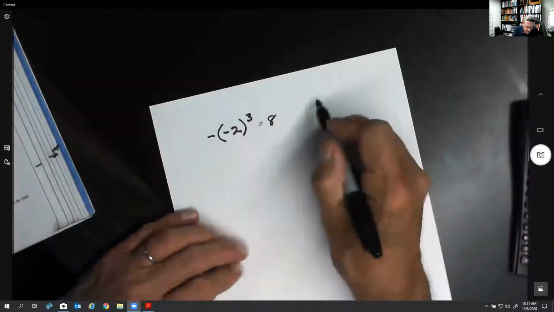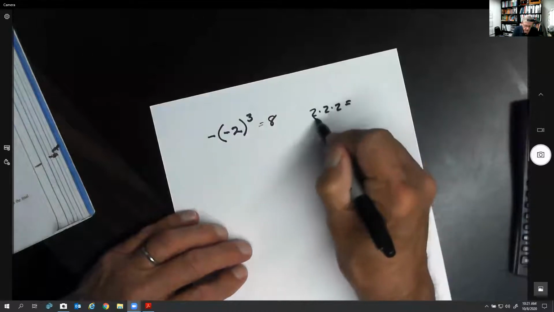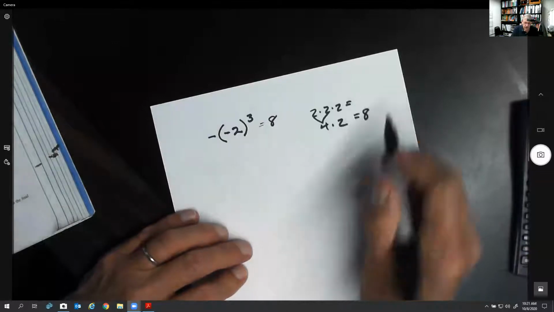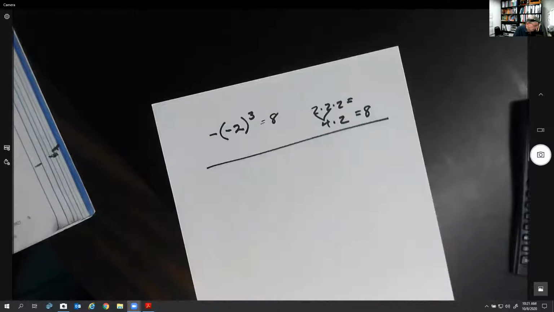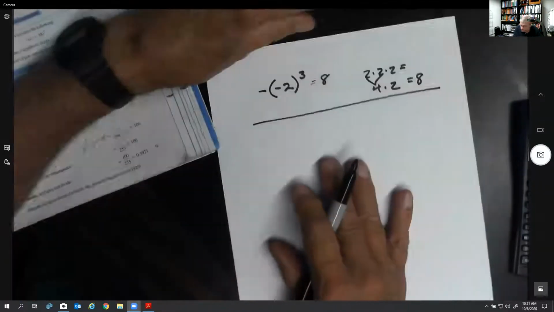In the back of your mind, you're thinking, okay, 2 times 2 times 2. 2 times 2 is 4. 4 times 2 is 8. So you want to have an idea in the back of your mind what the answer should be. Don't just count on the calculator. Next thing we're going to talk about is order of operation.